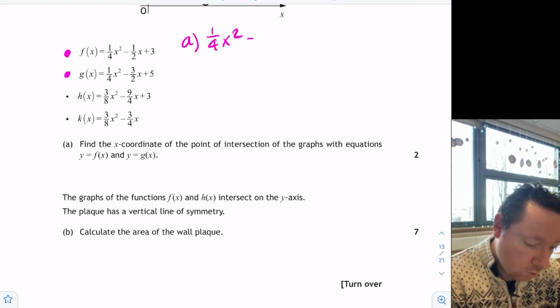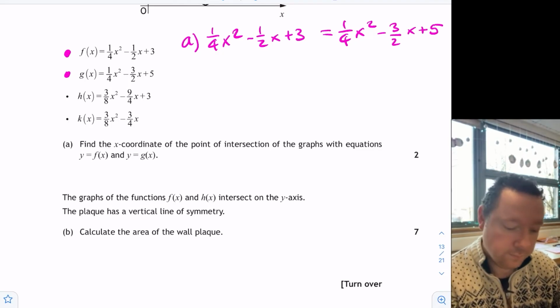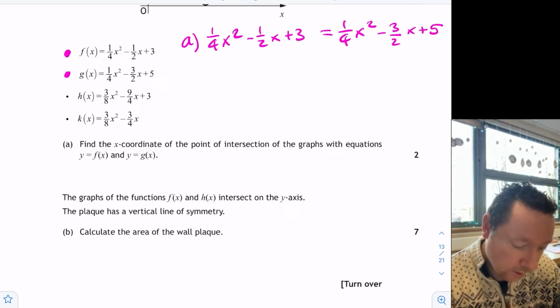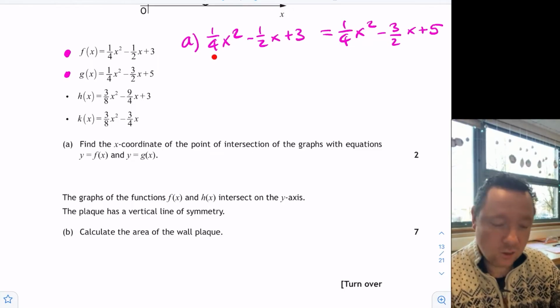I can just write a quarter x squared minus a half x plus 3 equals a quarter x squared minus 3 over 2 x plus 5. And that will give you your first mark. Now we need to solve that to get the x part, and it only asks for the x part, so that's good.